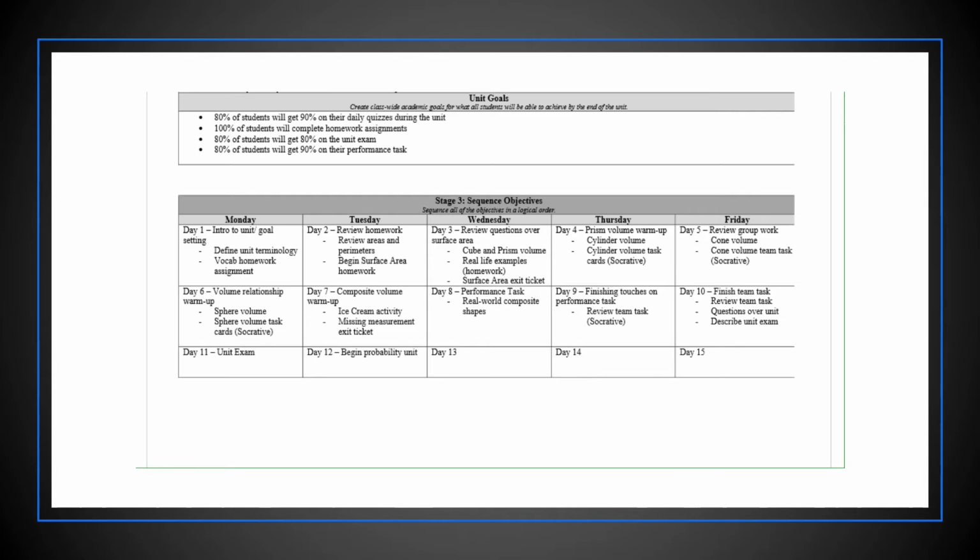And then down here, stage 3 is our sequence of objectives. Really just a fancy term for here is our calendar. Here is how we are going to achieve our unit goals. Day 1 is our intro to our unit and our goal setting. For the intro, I have a warm-up question that I will show you later on in this presentation that hopefully can give me an understanding of what these students already know about shapes.